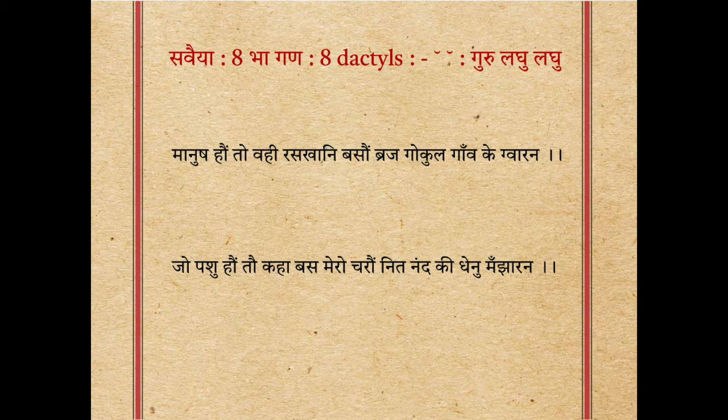Now let's see here what is the proper way to recite the line. Now remember that when you recite a line like a Savaya, which is a Varnik chand, you need to put more stress on the heavy syllables and less stress on the light syllables. So let's try. Manusha ho to va hirasa kani ba so praja gokula gava ke kwarana.